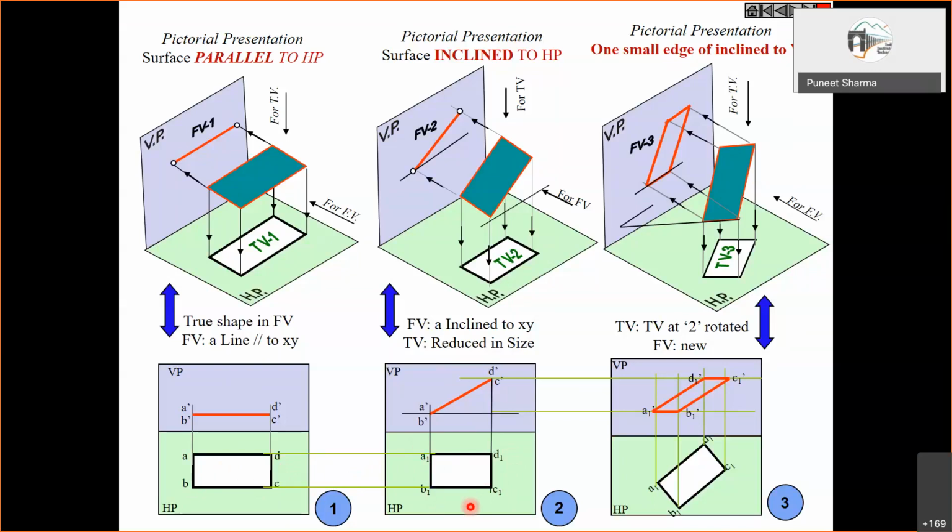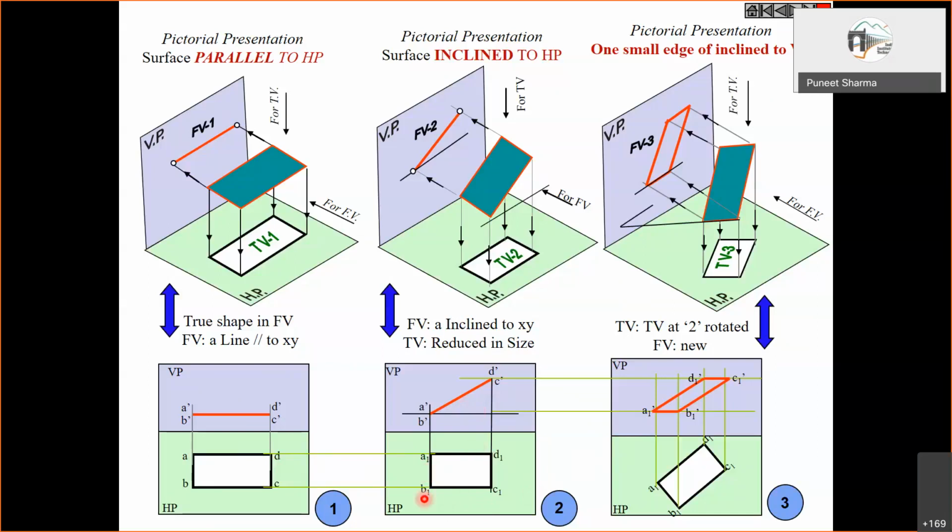Now from position 2 to 3, we are trying to obtain the final position. What we have achieved here is the inclination of the surface as per the given condition. The front view is inclined with the XY line. So the plane surface has whatever inclination we wanted to achieve. But apart from that, we have the condition that this one shorter edge is parallel to the horizontal plane.